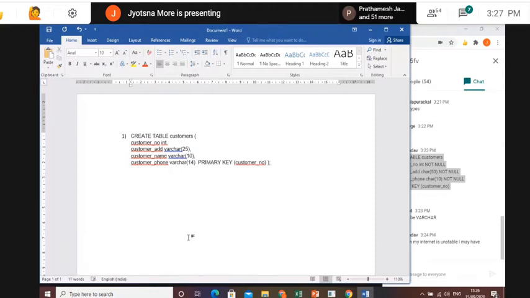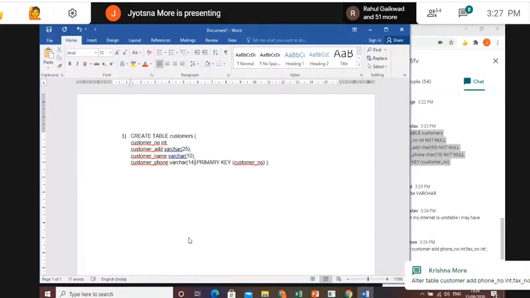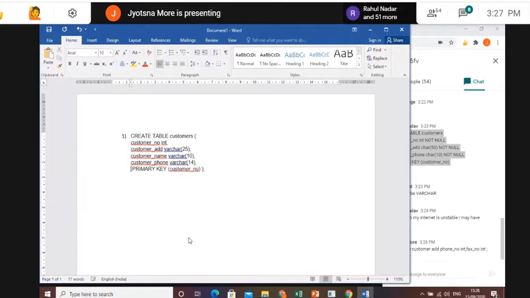Now he has specified the primary key. So if you are specifying the primary key at the end, then you need to put the comma and primary key customer number, whichever attribute name you have written, close it and semicolon at the end. If you are not having semicolon at the end, you will not get your query to be executed, right? So this is one way.